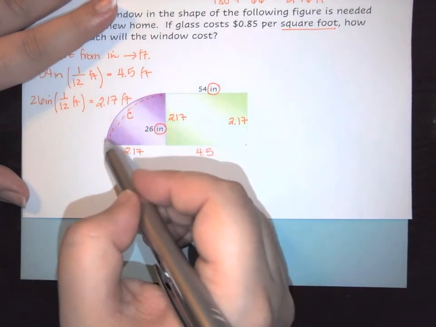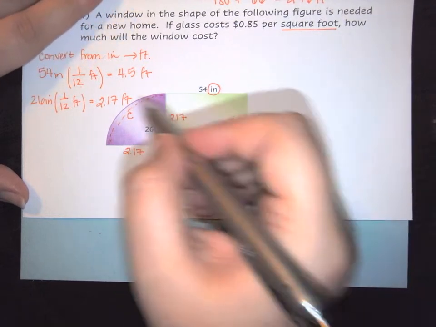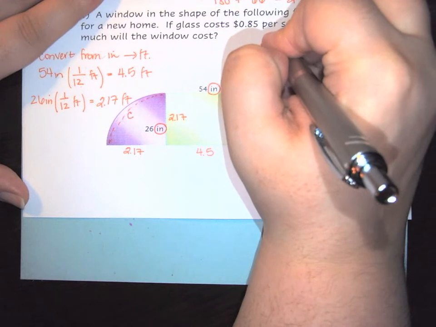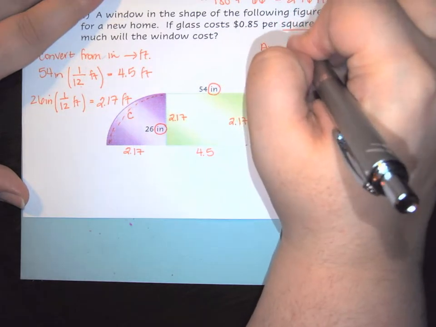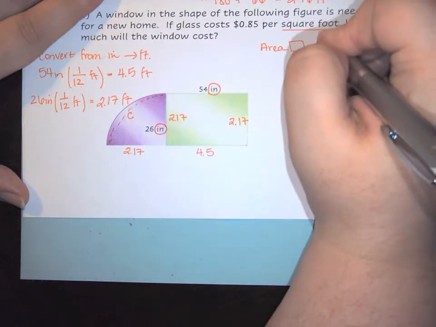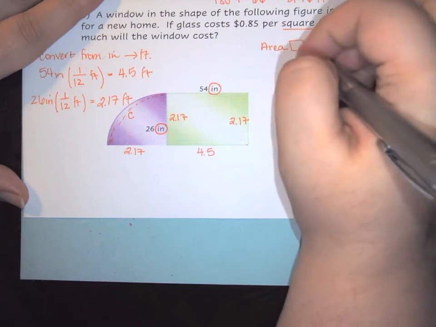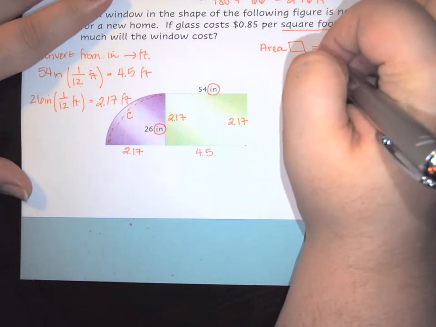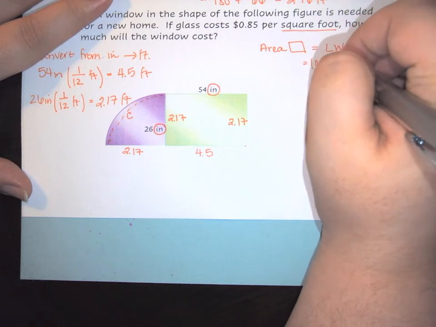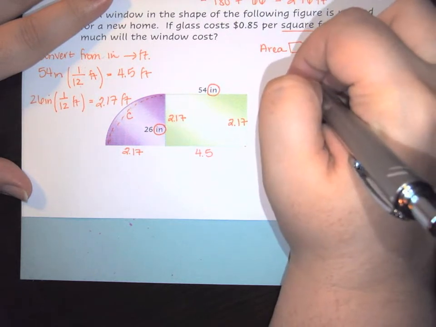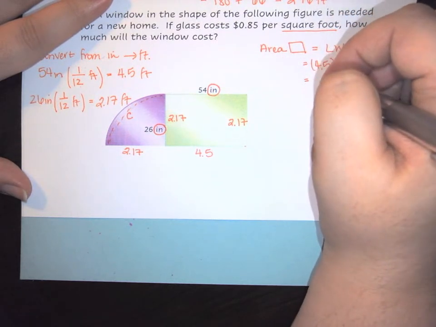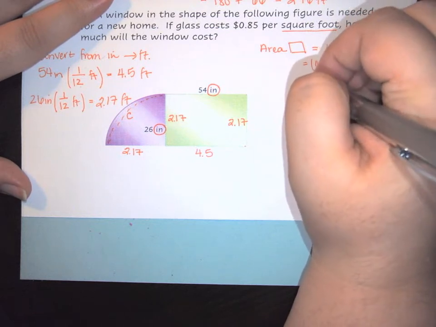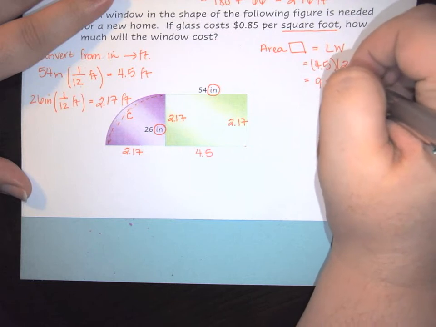So here, actually we don't really need the circumference. What we need is the area. So the first thing we need to do is find the area of your rectangle, which again is length times width. So in this case, it's going to be 4.5 times 2.17, which is going to give us 9.75 feet squared.